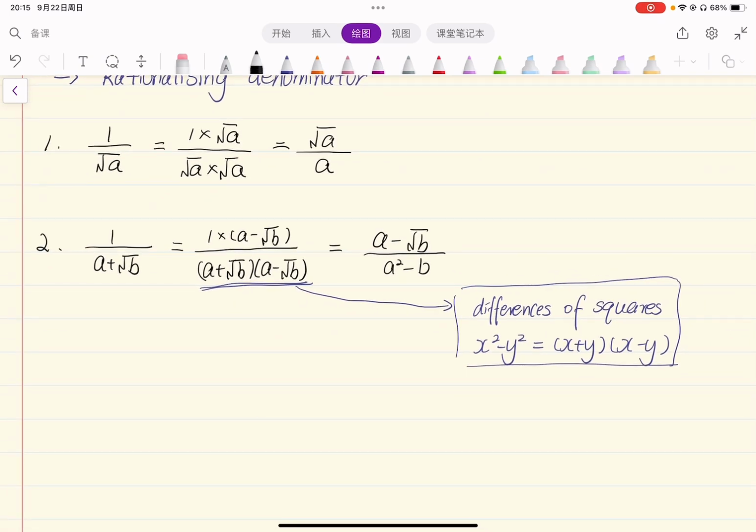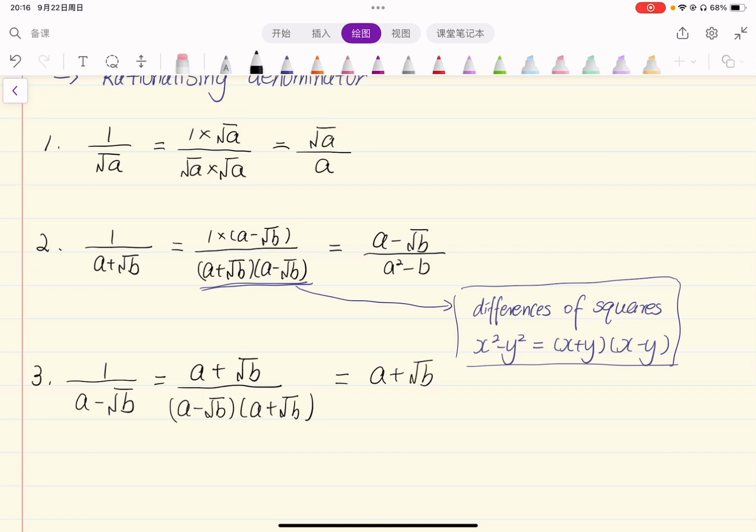Now the third rule is 1 over a minus square root of b. It's similar to the second one, so we times a plus square root of b, also using the difference of squares. So a minus square root of b times a plus square root of b equals a squared minus b, giving a plus square root of b over a squared minus b. Those are the three rules we use to rationalize denominators.